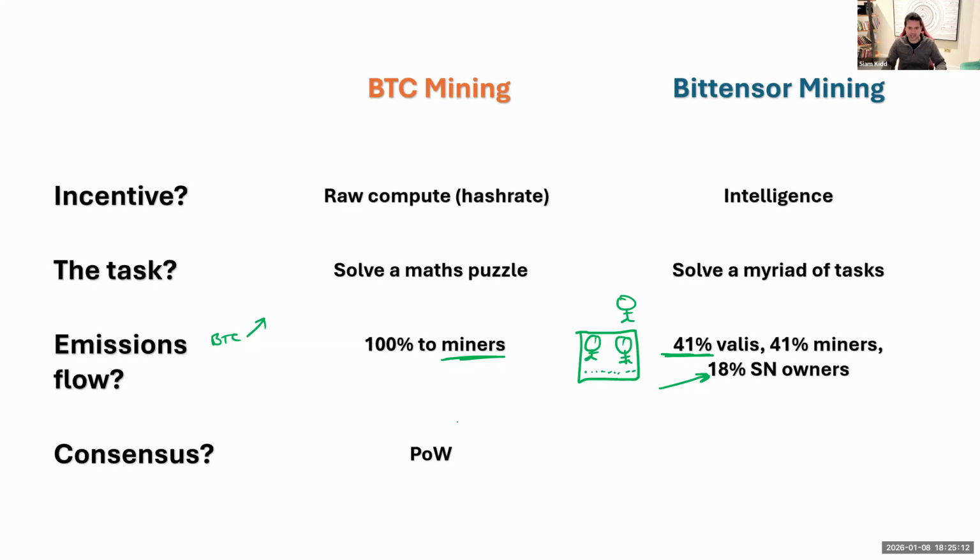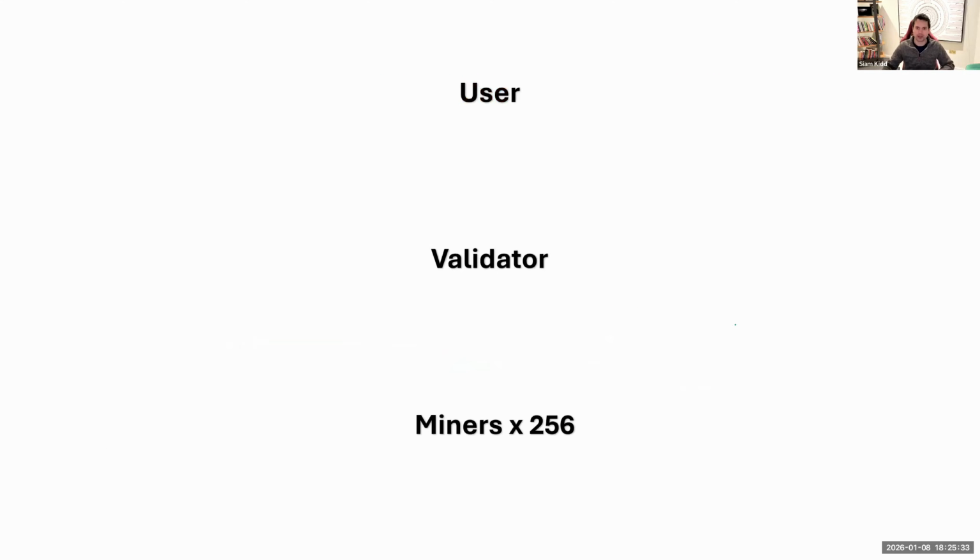In terms of consensus, Bitcoin has a thing called proof of work, and BitTensor, without getting too technical, you just call it proof of useful work. So instead of directing energy just to solve a maths puzzle, you're directing energy to create new things.